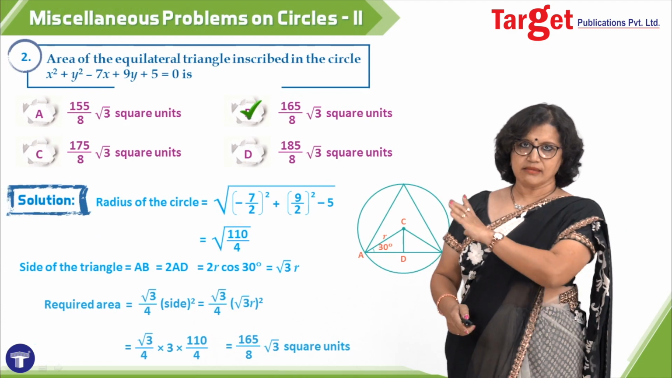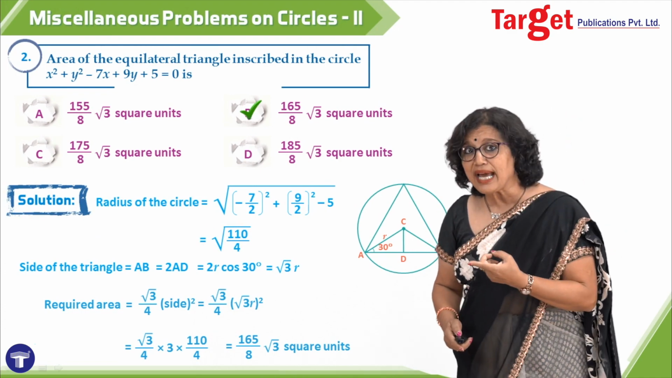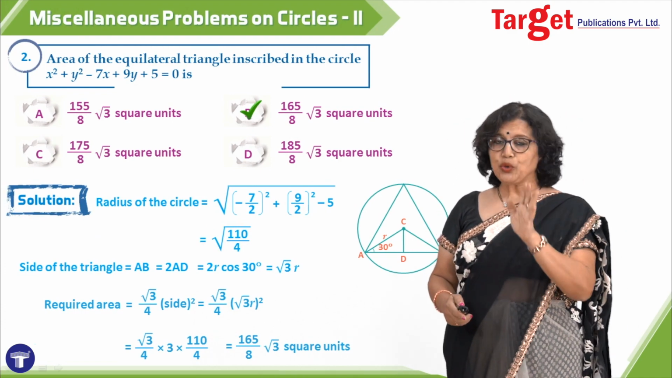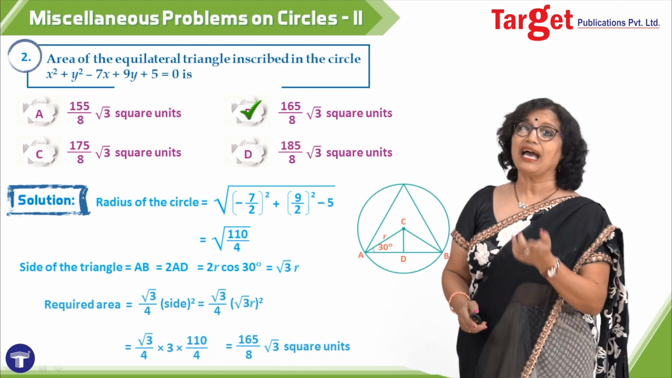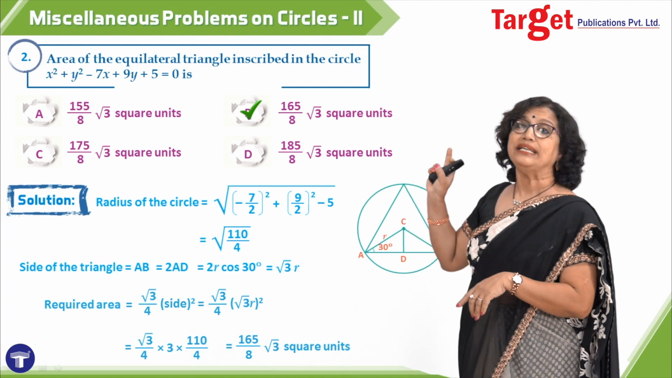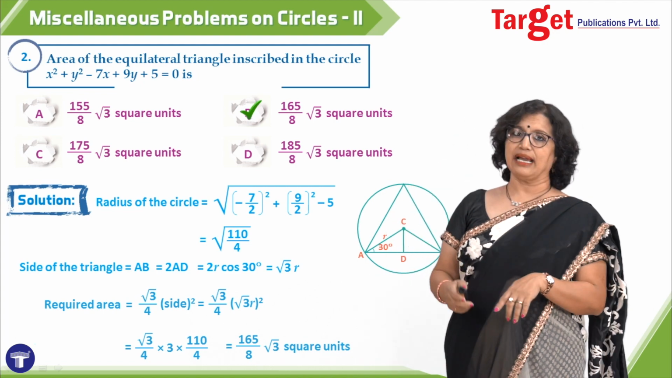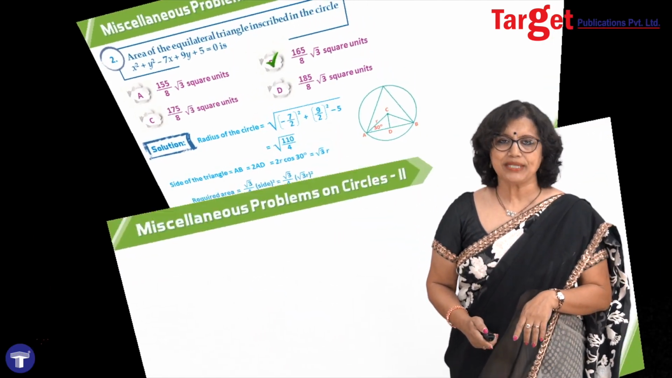Right? This is simple. This question I had deliberately taken for you to understand how to find the radius. This was just a revision, and as an application I have taken the area of an inscribed equilateral triangle. Okay, so let us proceed towards the next one.